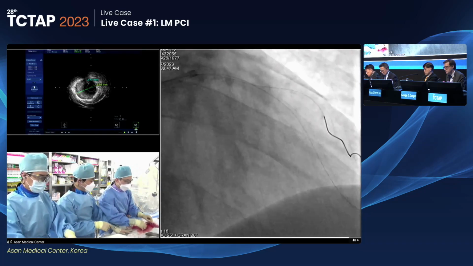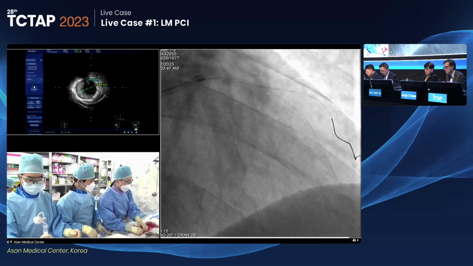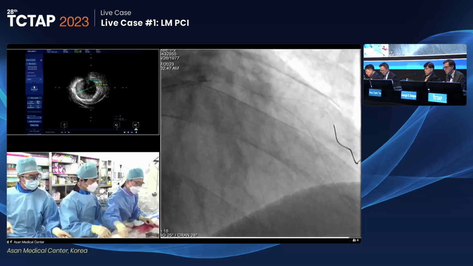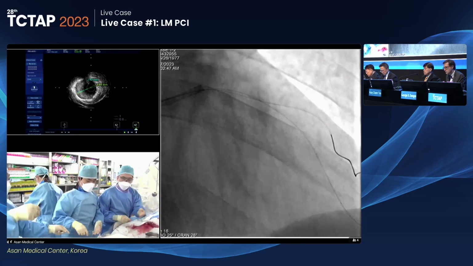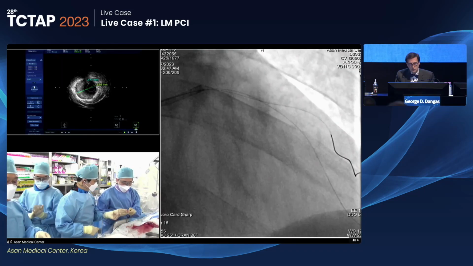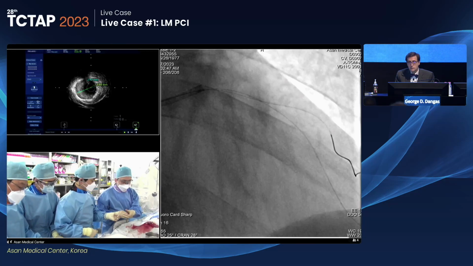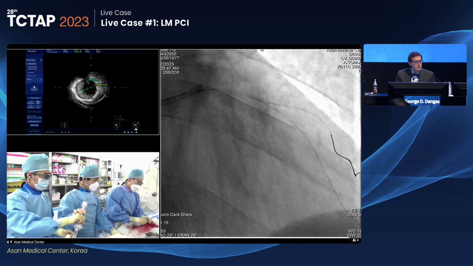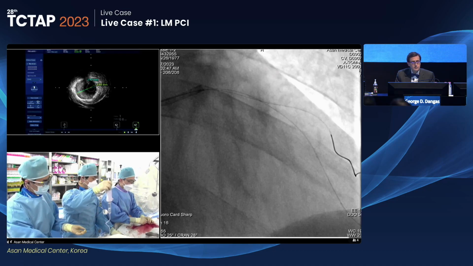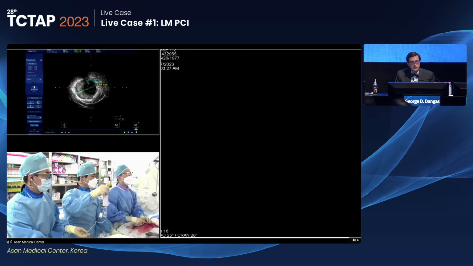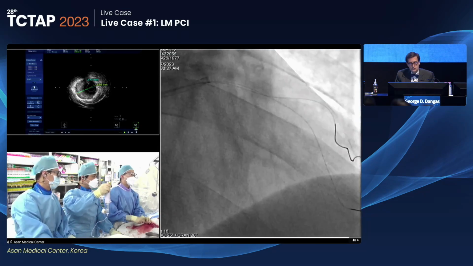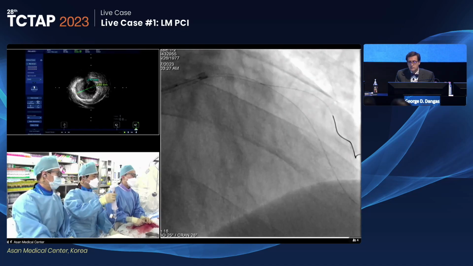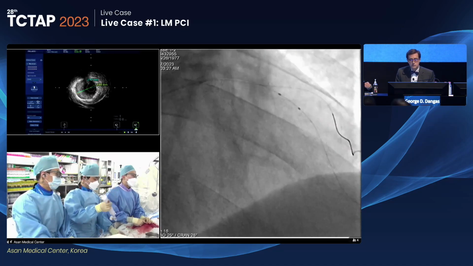And LED balloon, please. 3.0 balloon. Yeah. I will use the crush technique, not only because Professor Colombo is there, but I love crush technique because it can secure the main branch during the whole procedure, and we can keep safety during the procedure. Okay, this is the balloon for LED. Because there is some resistance to cross the diagonal branch, I will insert the LED balloon first and use as an anchor if needed.